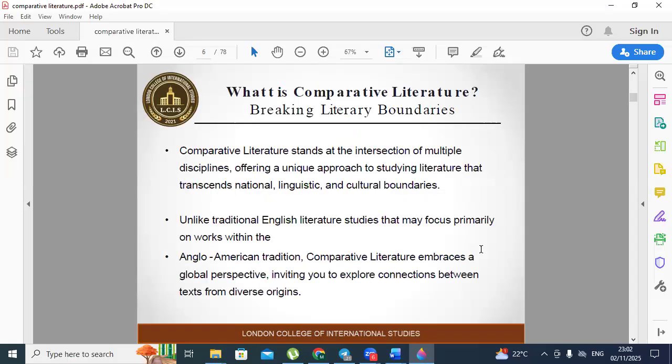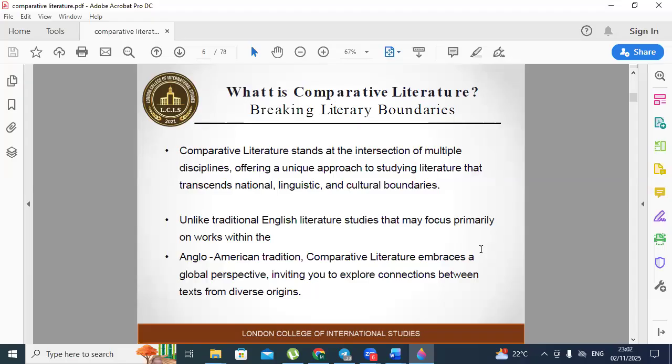What is comparative literature? Breaking literary boundaries. Comparative literature stands at the intersection of multiple disciplines, offering a unique approach to studying literature that transcends national, linguistic, and cultural boundaries. Unlike traditional English literature studies that may focus primarily on works within the Anglo-American traditions, comparative literature embraces a global perspective, inviting you to explore connections between texts from diverse origins.